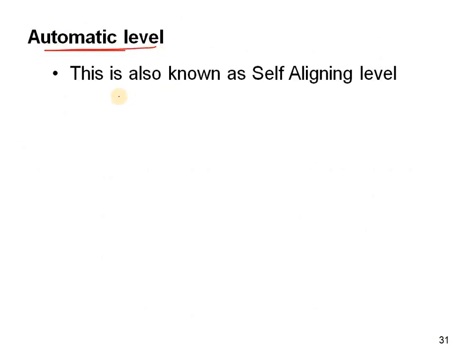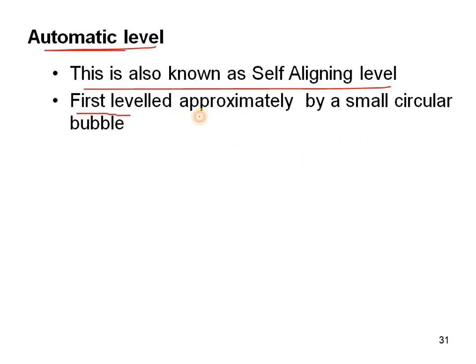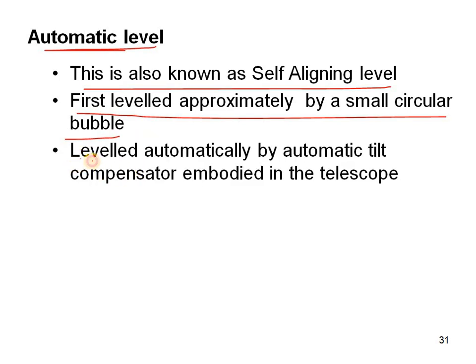This automatic level is also known as the self-aligning level. It is first leveled approximately by a small circular bubble, and then it is leveled automatically by the automatic tilt compensator embodied in the telescope. The automatic compensator is fixed in the telescope, so it will be level automatically when we rotate the screws.